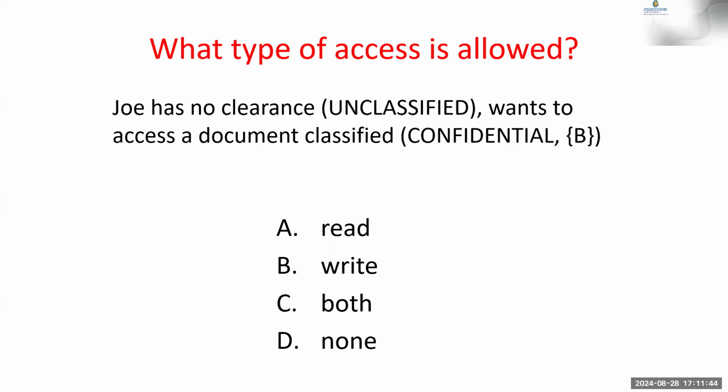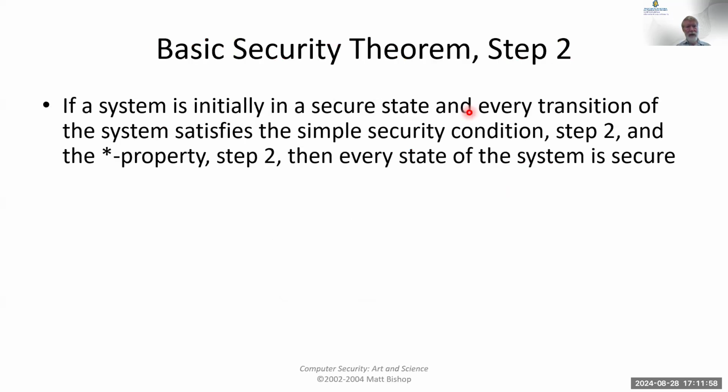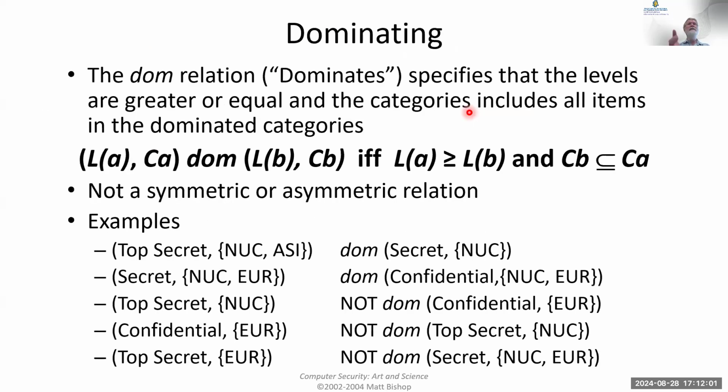Well, notice that the document has category B and Joe has no categories, which you could think of as something like an empty set. Okay, let's go back to that dominating, this is the key to all of it. This is the formal rule. So we have Joe, whose level is unclassified, and the categories are the empty set, nothing. And he dominates the object. But can he write to it?